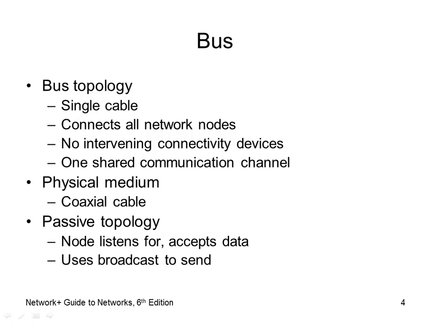Usually, physical bus networks use a piece of coax. And the coax would run, if this were a bus network, it would run from every computer to every other computer in the room. It's a passive technology. By that we mean the nodes listen for and accept data, and it uses a broadcast to send.